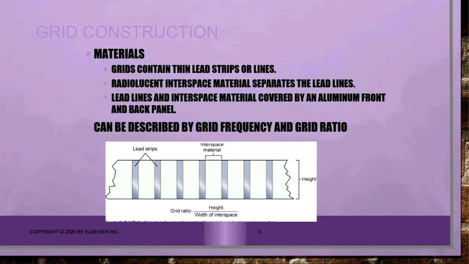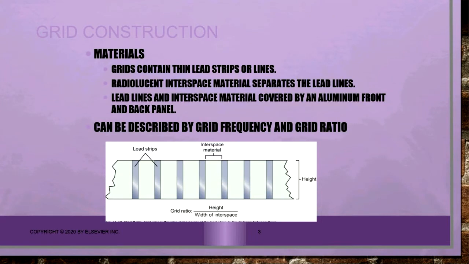When we look at the construction of a grid, again, they have very thin lead strips or lines. And when I say very thin, typically you would have 103 lead lines in 1 inch, or approximately 40 lead lines in 1 centimeter. So extremely thin lead strips are in this grid. That's referencing the grid frequency, which we'll talk about in a second.